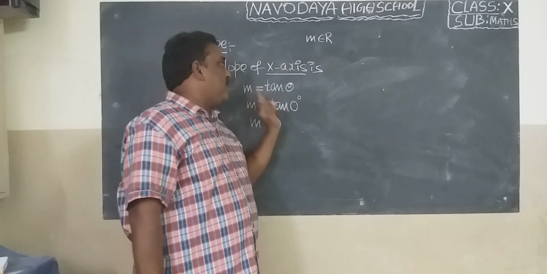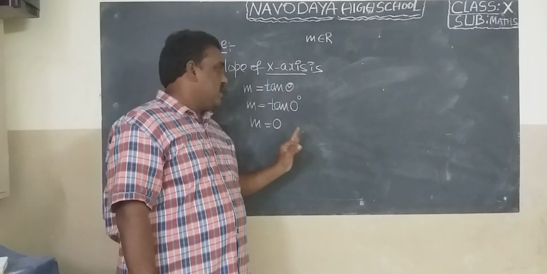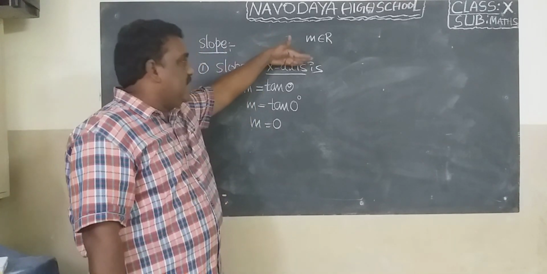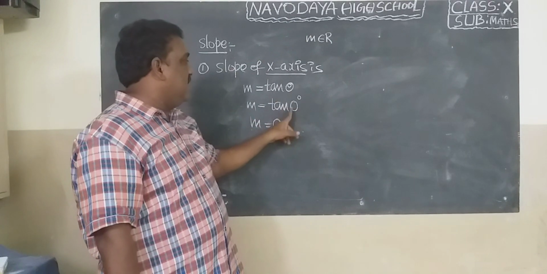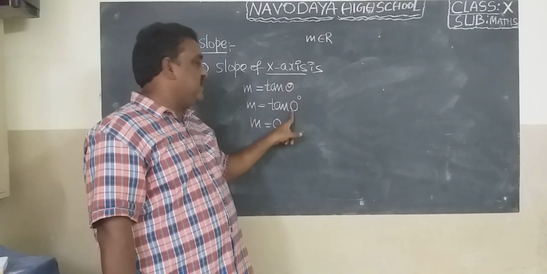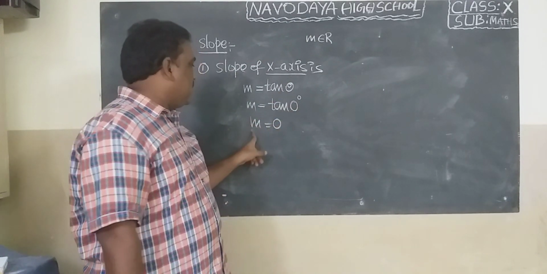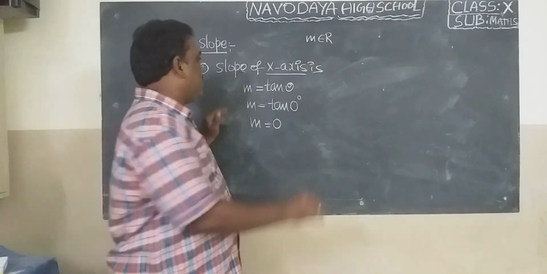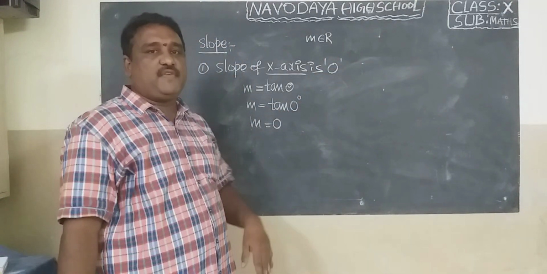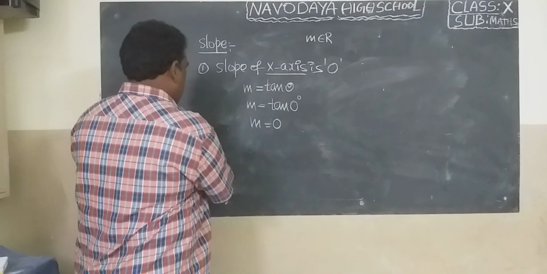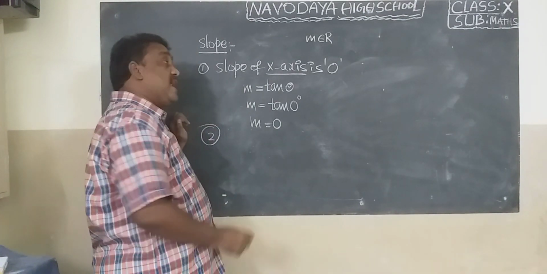So what is the slope of the x-axis? 0. Because the x-axis means a horizontal line, the angle theta is 0 degrees. So m equal to 0. Slope of the x-axis is 0. What is the slope of the x-axis? 0.